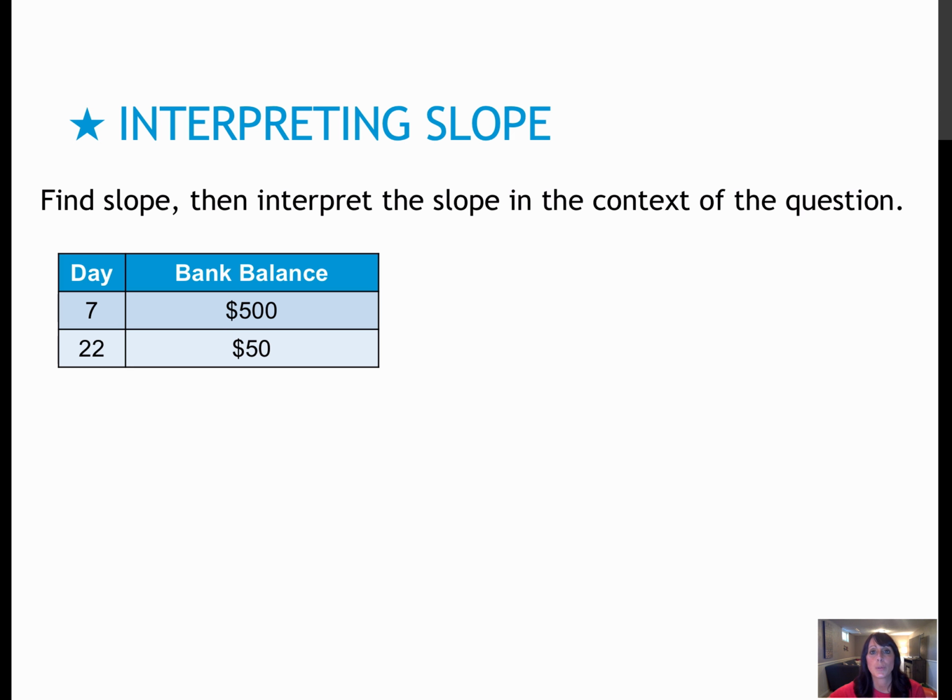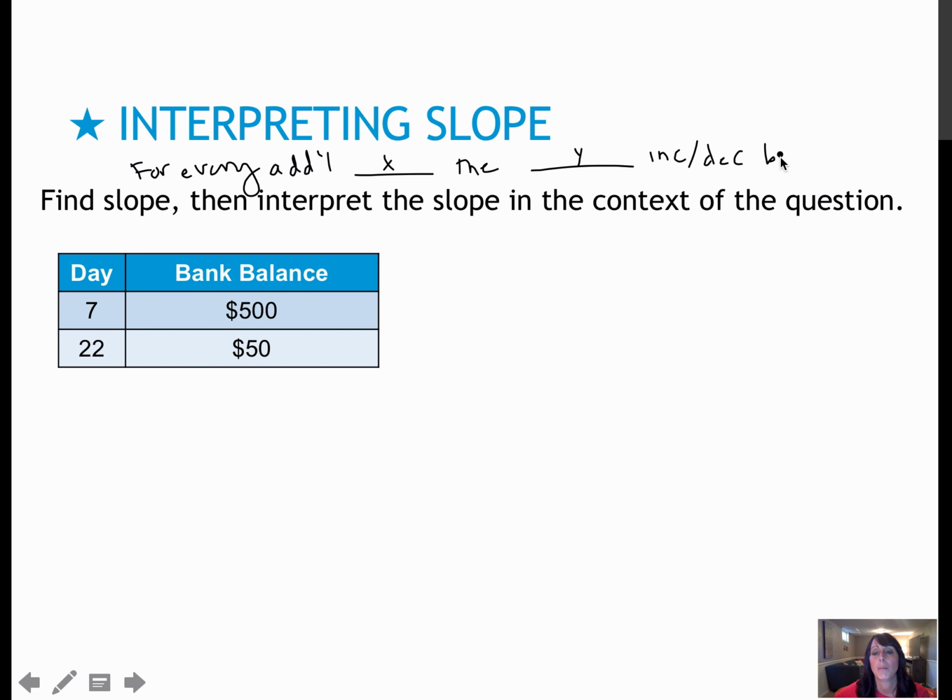Undefined, which is of course that vertical line. Again, being able to interpret the slope is going to be very important to us. And we always want to know, what does it actually mean? So when we interpret slope, the general rule is that we'll write for every additional x, whatever x is, whatever y is would increase or decrease by whatever the y value is. So for every additional 1x, unless the denominator is not 1. So let's take a look at this.